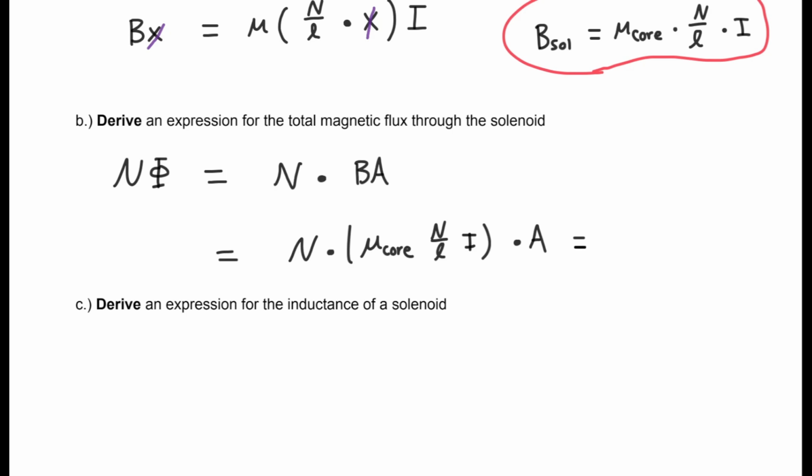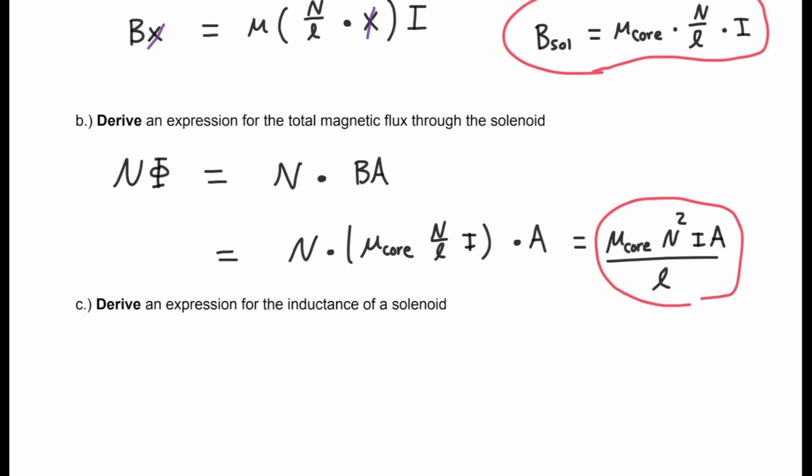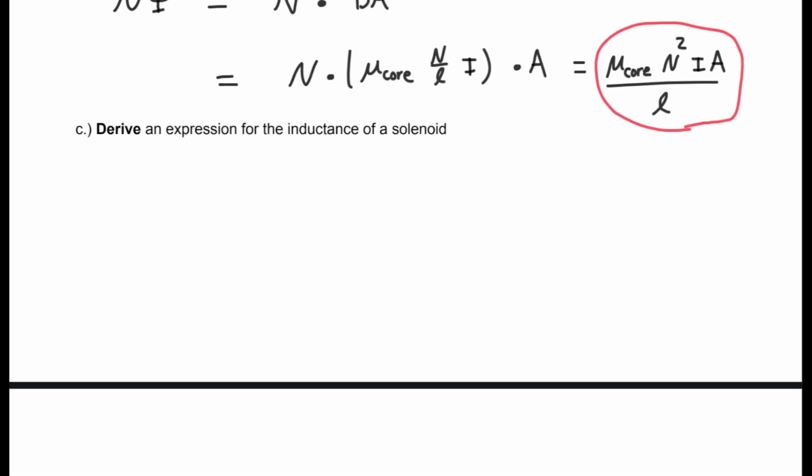Let's combine the N's now. So we get mu core N squared I A divided by L. And then the last step to find inductance is just to divide by this current I, and notice that it is going to be completely independent of that current, which is what we claimed.